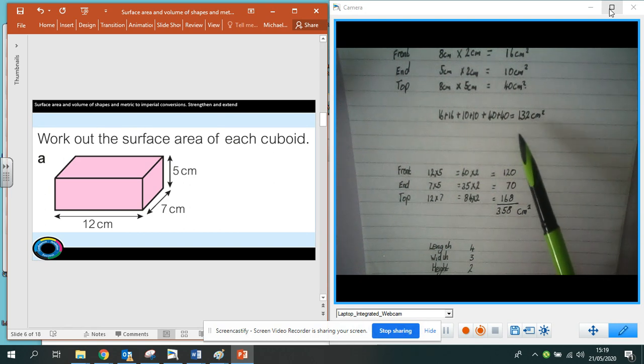If you chose to do it this way, you should still have the same answer. If your answer differs to mine, pause the tape, check your work, and come back when you're ready.